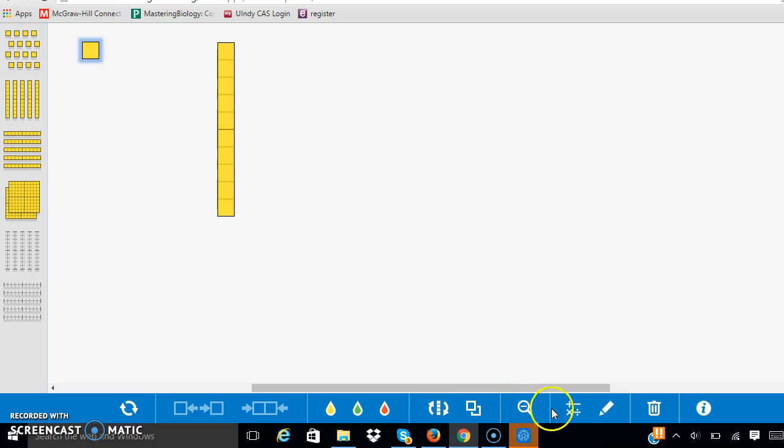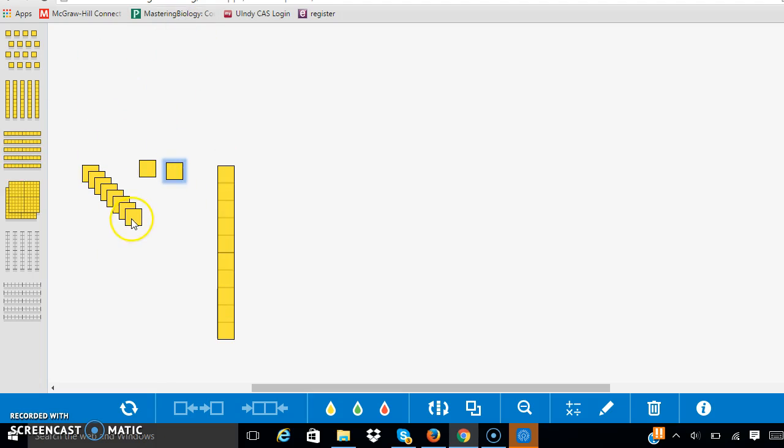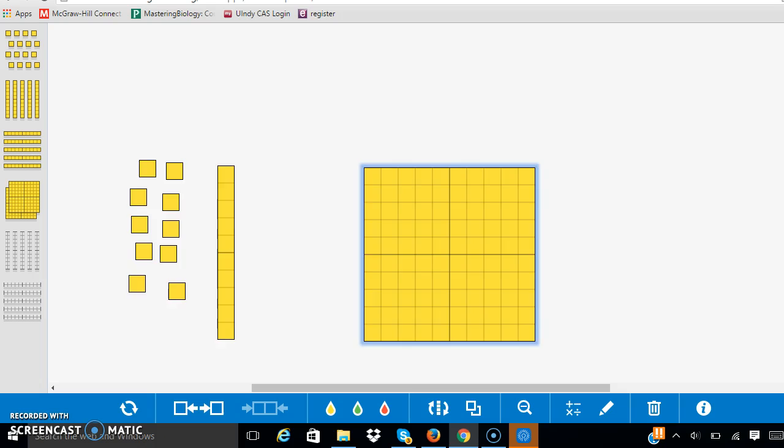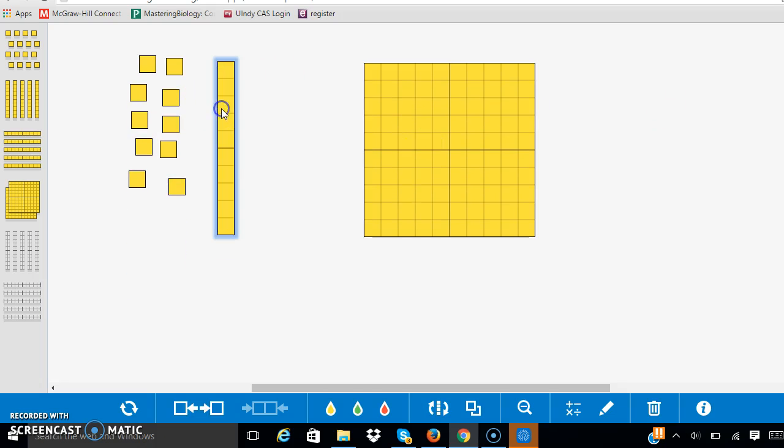So if we had 10 of these units, there's 1, 2, 3, 4, 5, 6, 7, 8, 9, 10. Go ahead and spread these out a little bit. So these unit pieces, there are 10, so it is equal to 1 rod. The next and final piece that we're going to be using are called flats. These are equal to 100. So if we had 10 rods, it would be equal to 1 flat.